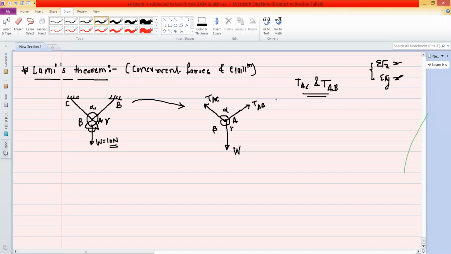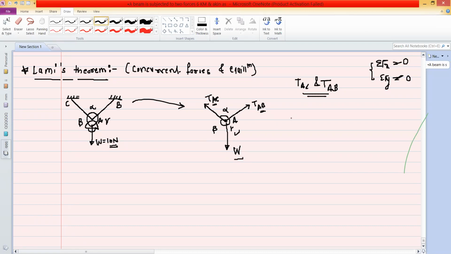So our regular procedure is to resolve these forces, tension AB and tension AC, along the x and y direction, and then use summation Fx equal to 0 and summation Fy equal to 0. But without using these, we can find tension AC and tension AB by using Lami's theorem. So what is Lami's theorem? Tension AC is proportional to the sine of the opposite angle. Opposite angle means what? Right now the opposite angle to tension AC is gamma. The opposite angle to tension AB is beta, and for W, it is alpha.